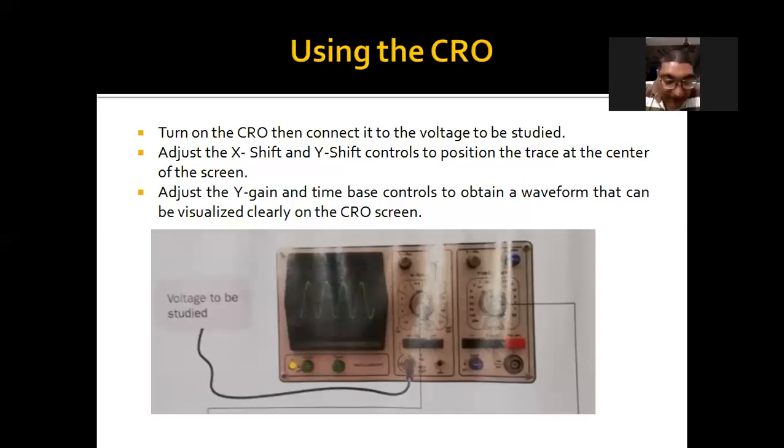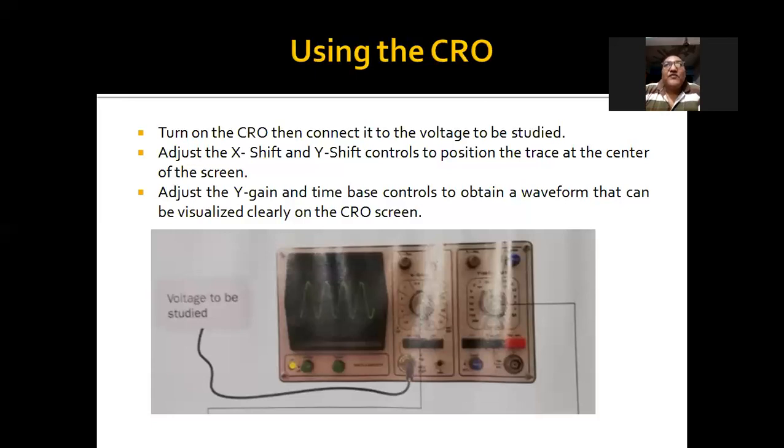If the dot on the screen of the CRO, when nothing is attached to it, is either on the right side of the center or on the left side of the center, you need to bring it to the center. For that purpose, we have the X shift control. X shift control is a knob on the CRO, and by rotating it, you can move that dot on the screen to the left or to the right.